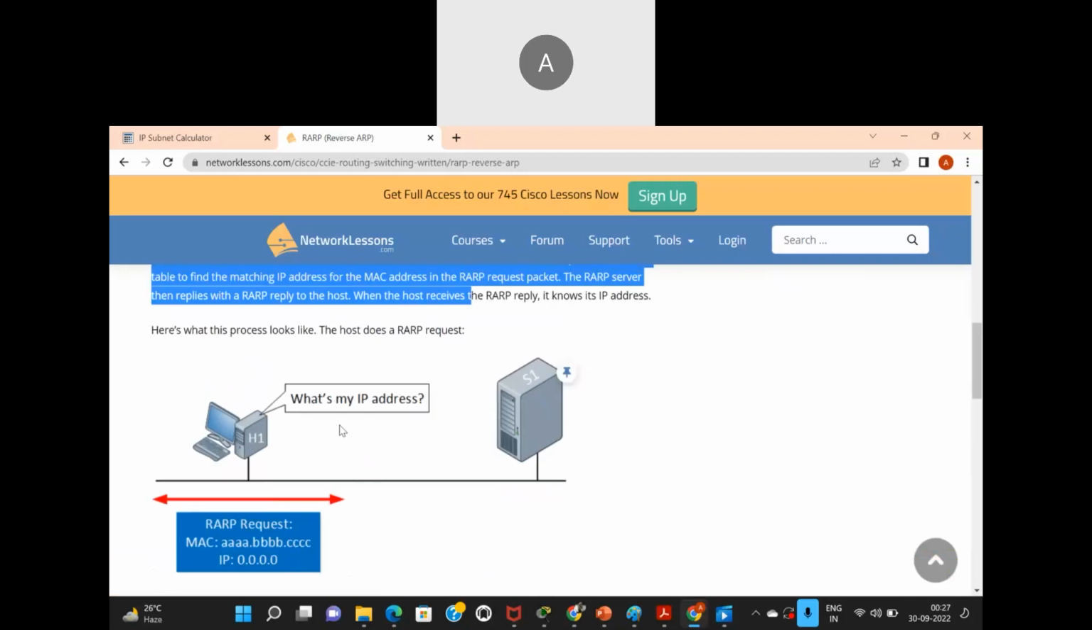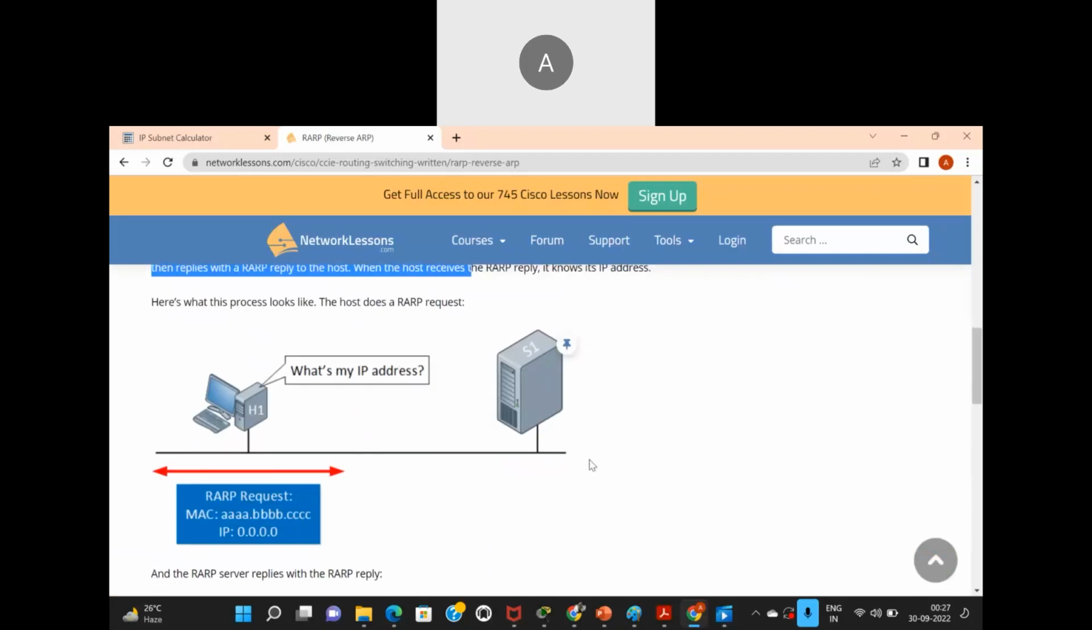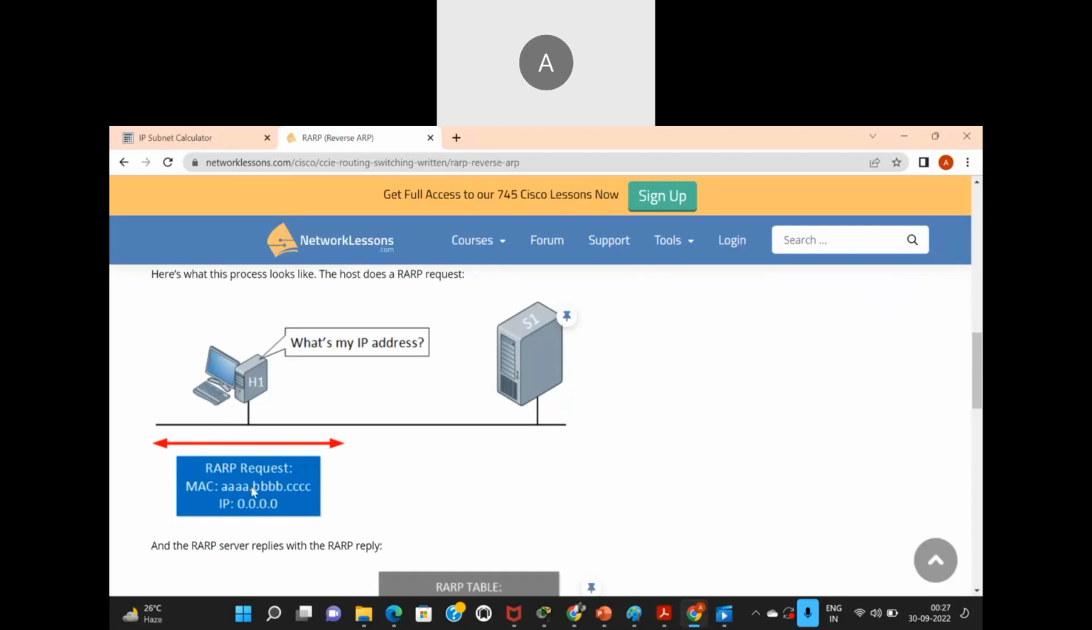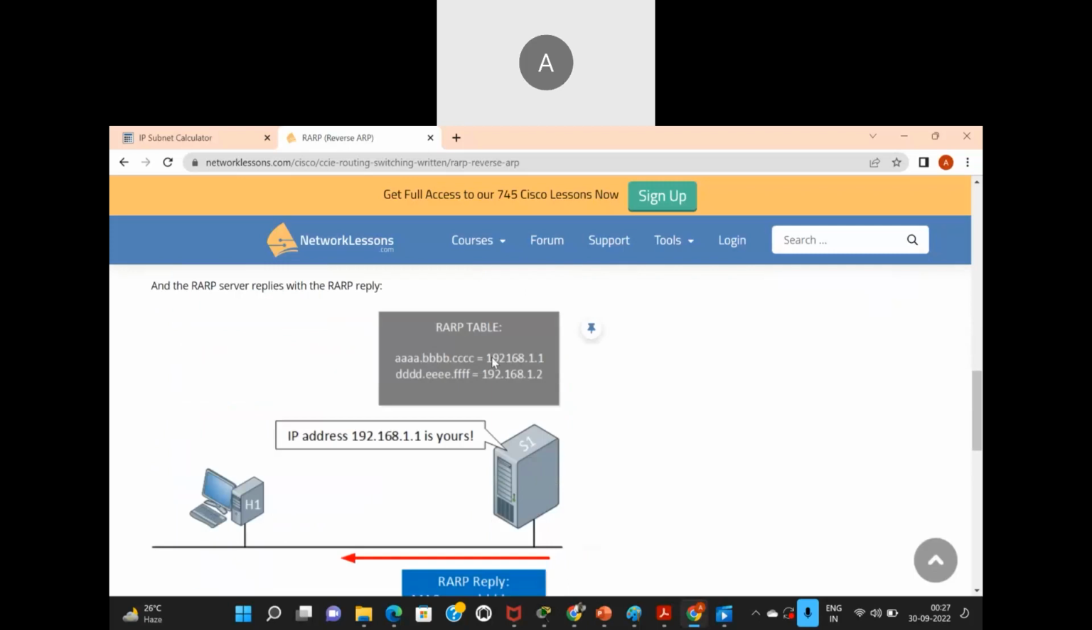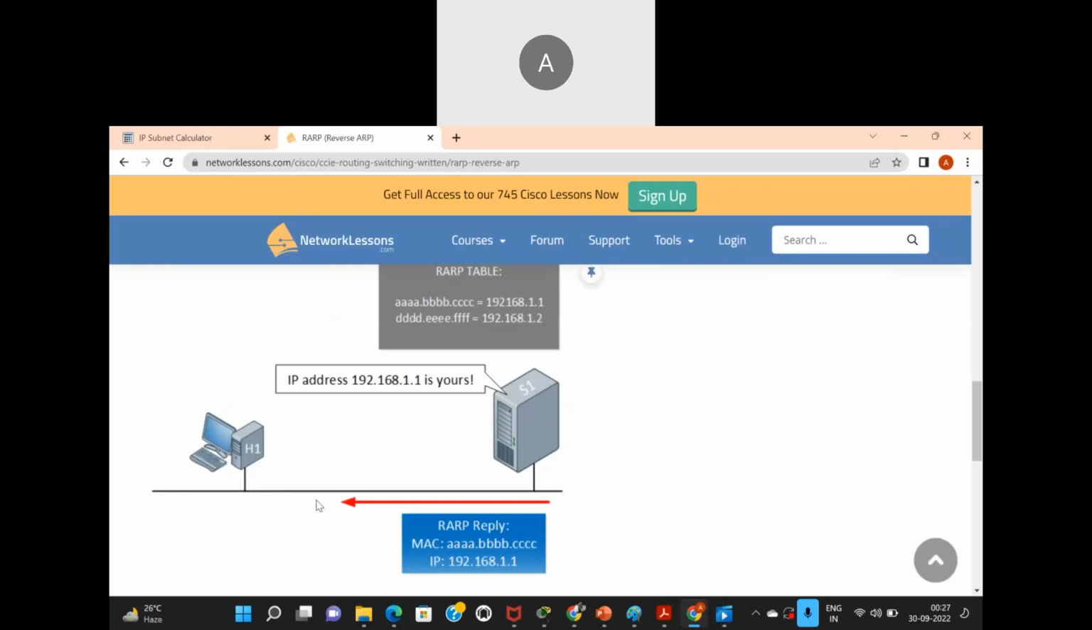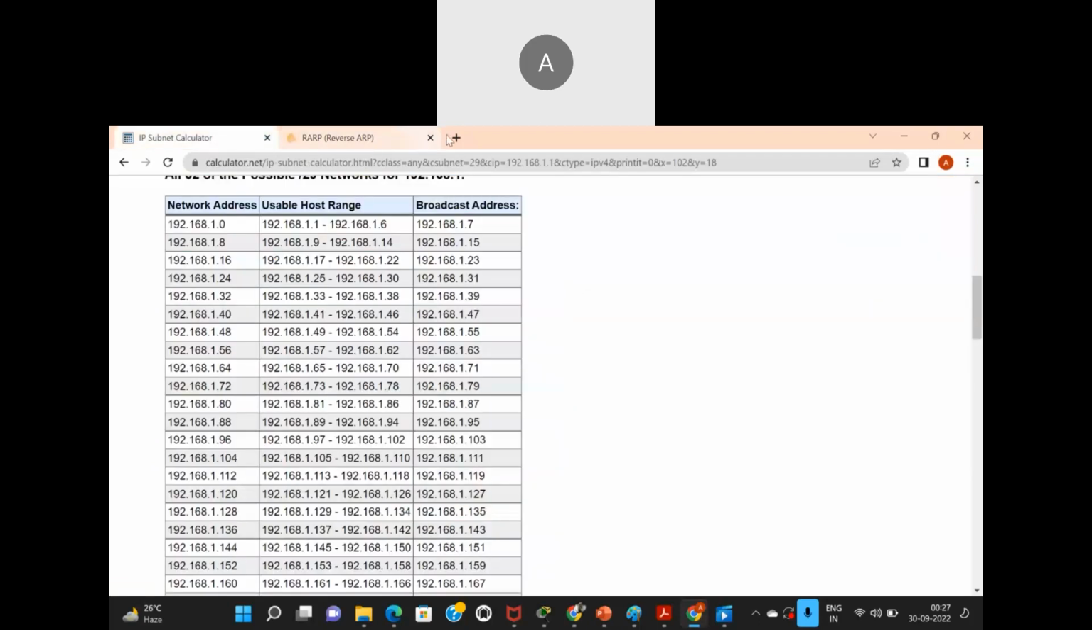But do you get the process, guys? It's a two-way process, right? Yeah, I get it. It says, what is my IP address? And this one looks at the table. It says, this is the MAC address, matches it with the IP address, and says this IP address belongs to you. And this one allots that IP address to itself. So this is about RARP. Next thing we need to know is about Proxy ARP.